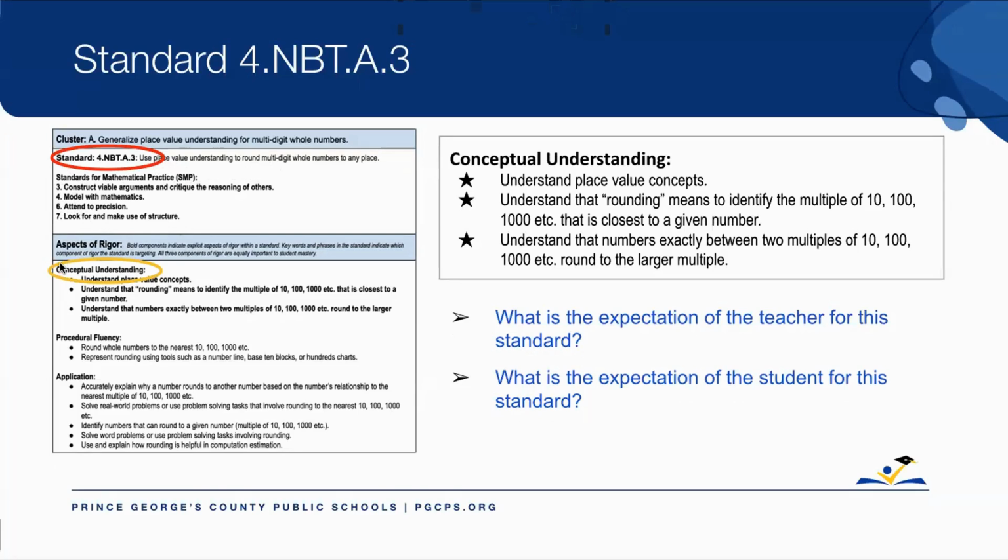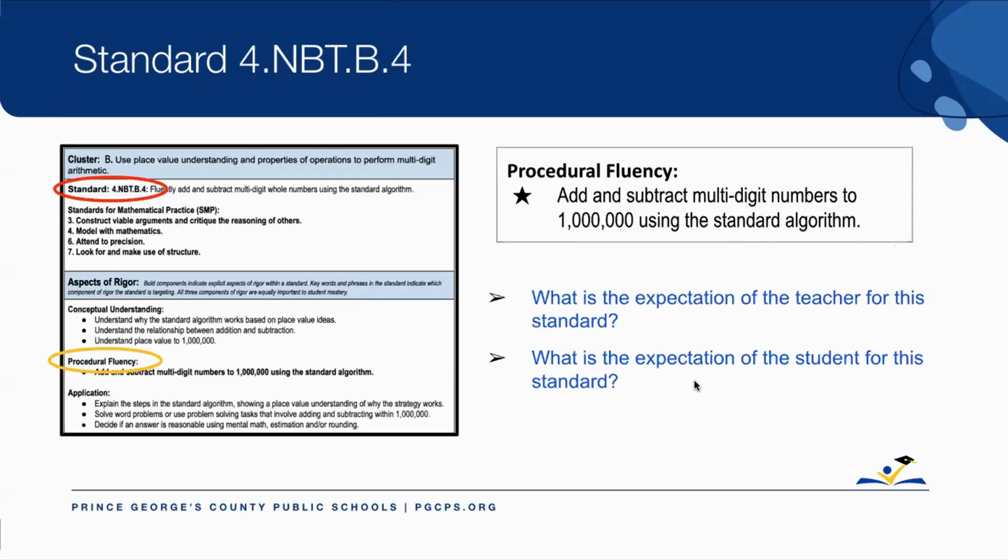This time, highlighted and circled for you is conceptual understanding. Understand place value concepts. Understand that rounding means to identify the multiple of 10, 100, and 1,000 that is closest to a given number. Understand that numbers exactly between two multiples of 10, 100, 1,000, etc. round to the larger multiple. Please take the time to review the procedural fluency and application along with the expectations for teachers and students.